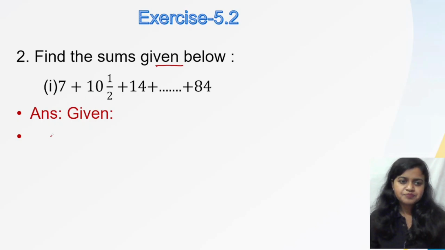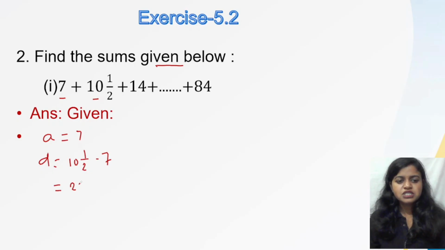Here the value of a is given as 7, where a means the first term. And what is d? Common difference. So the common difference is the second term minus the first term. Here the second term is this one and the first term is this one. So this is the second term: 10 and 1 by 2, minus 7. 10 and 1 by 2 means 21 by 2, minus 7. If we take the LCM, 2, so 21 minus 14, we get 7 by 2 as the common difference.